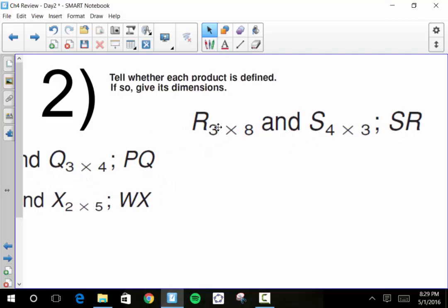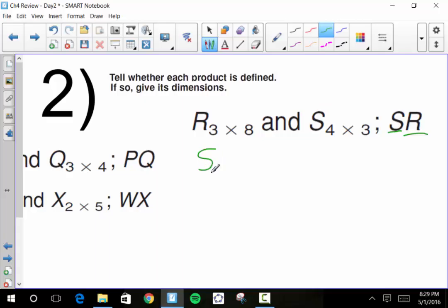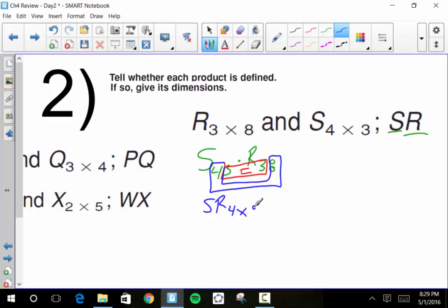We've got R, which is a 3 by 8, and S, which is a 4 by 3. You want to find SR. We can multiply S times R, so we're going to start by writing S because that's what they give you first. We have an S, which is a 4 by 3 matrix. We're multiplying that by an R, which is a 3 by 8 matrix. We first check the inner numbers right here. Are they the same? They are the same. They're equal, so we can multiply these. Now we have to figure out the dimensions of the new matrix. The new dimensions are going to be right here. SR is a 4 by 8 matrix.